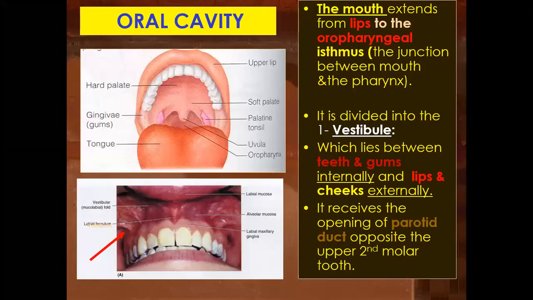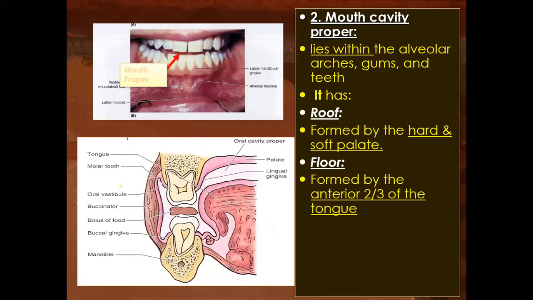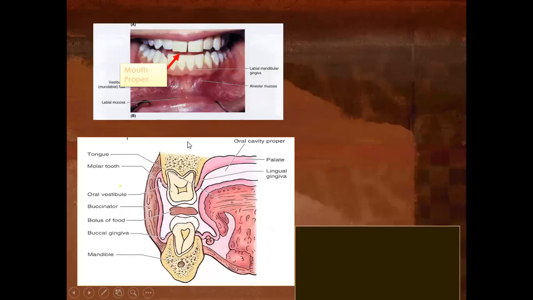Going back to that picture, this is the hard palate, which is formed by the bone. Then there is a muscular part which is called the soft palate. So this is the soft palate here behind, which is mainly muscular. The hard part is the bony part. So the roof is formed by both the hard and the soft palate. Then the floor is formed by the anterior two-thirds of the tongue. This section shows you the roof here, and below is the tongue, which forms the floor of the oral cavity. As you can see again, this is the roof, and this is the floor of the oral cavity.